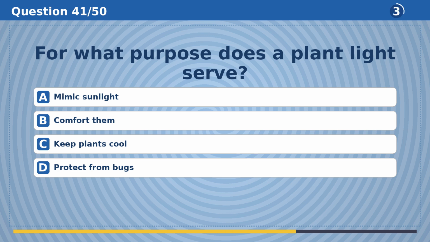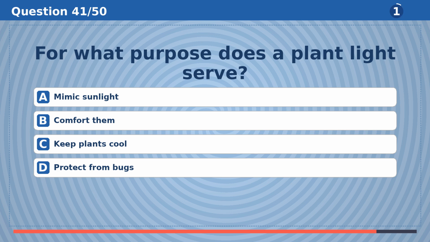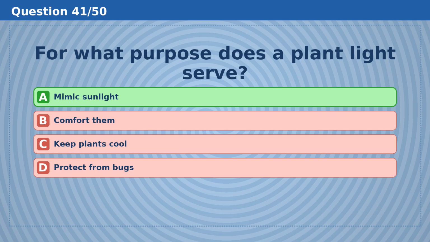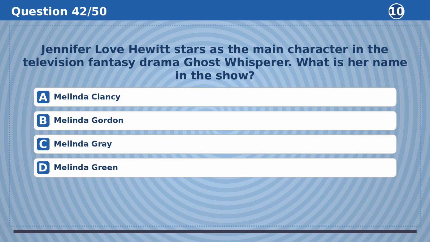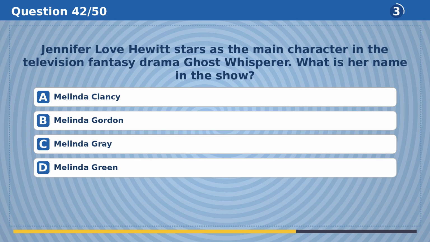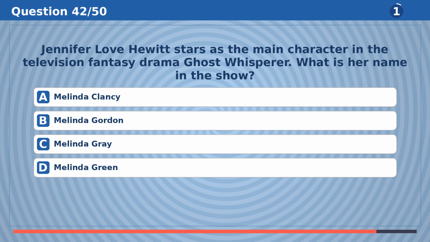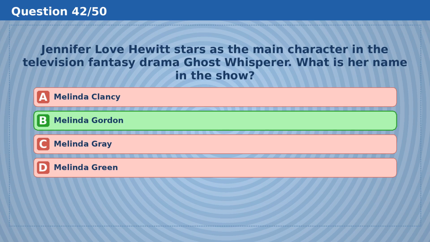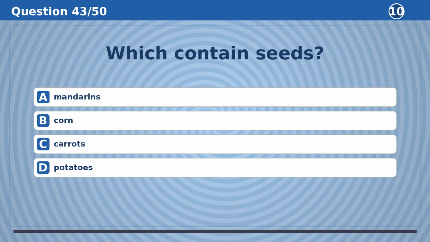For what purpose does a plant light serve? The answer is A, mimic sunlight. Jennifer Love Hewitt stars as the main character in the television fantasy drama Ghost Whisperer. What is her name in the show? The answer is B, Melinda Gordon.